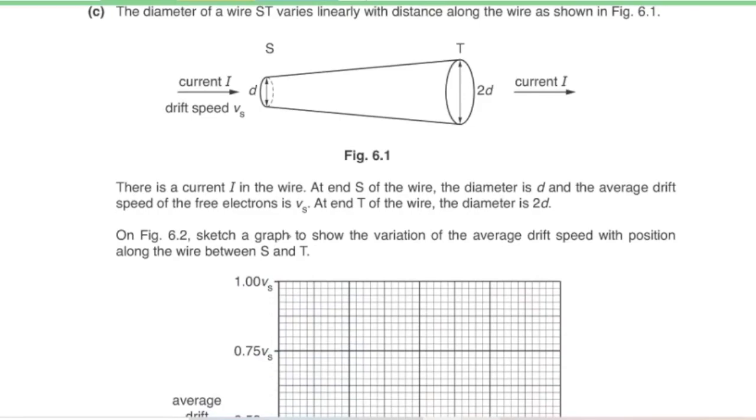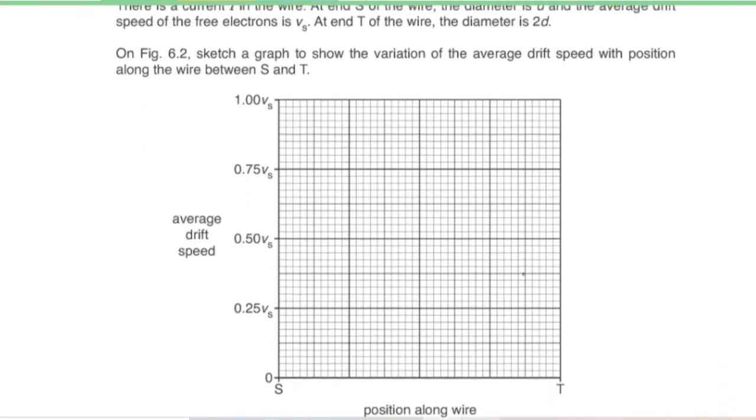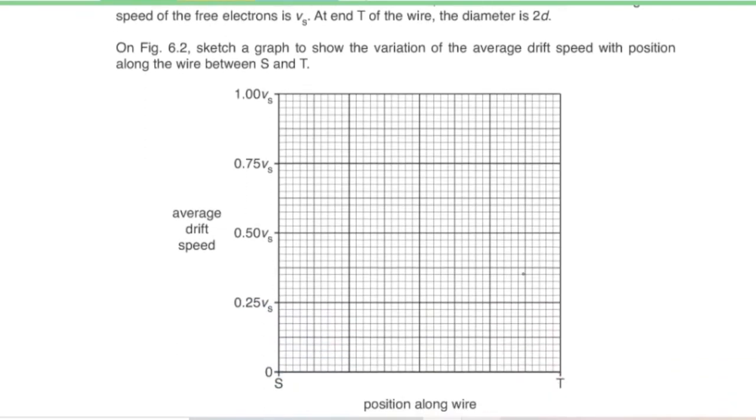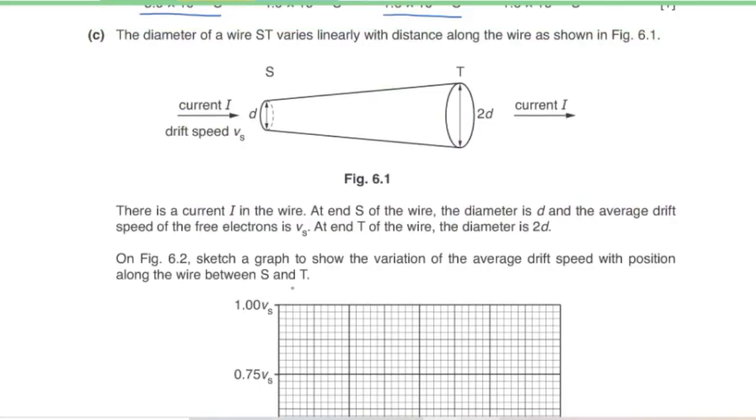Part C, the diameter of a wire ST varies linearly with distance along the wire as shown in figure 6.1. There is a current I in the wire at end S of the wire. The diameter is D and the average drift speed of the free electrons is Vs. At end T of the wire, the diameter is 2D. On figure 6.1, sketch a graph to show the variation of the average drift speed with position along the wire between S and T. So at end S, we have got a drift speed of 1. So I'll start from here.